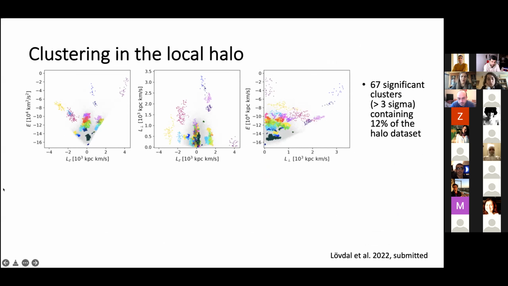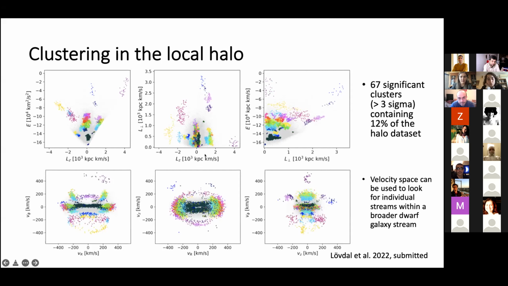But we can also look at other properties like the velocities. You can see now on the bottom the same clusters are colored by which cluster they're in, but in velocity space. And we use this actually to look for individual streams. So if you have a phase mixed dwarf galaxy going through the inner halo, you expect there to be individual smaller streams within that. And so we can look for substructure within the velocity space to find this.